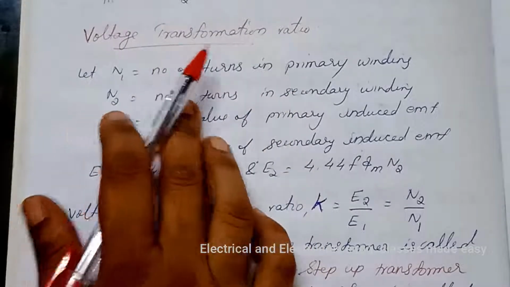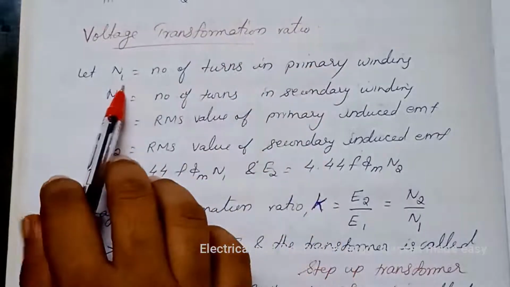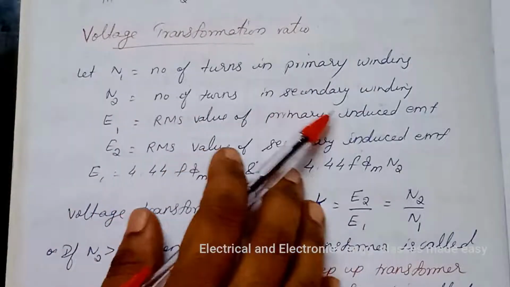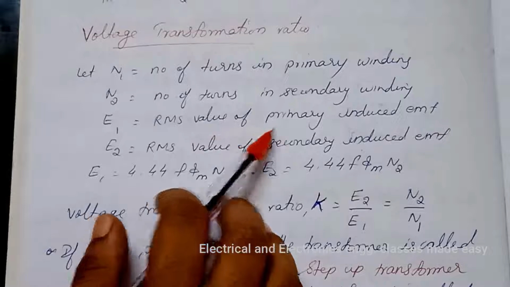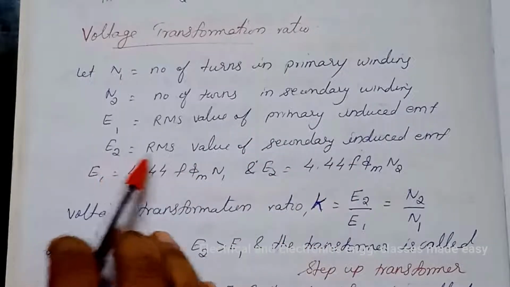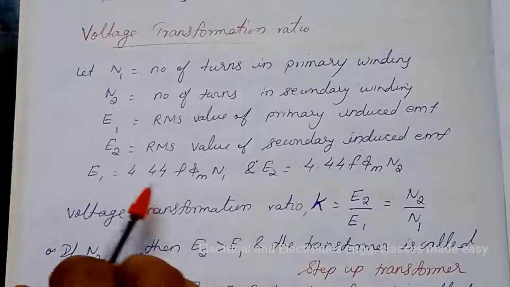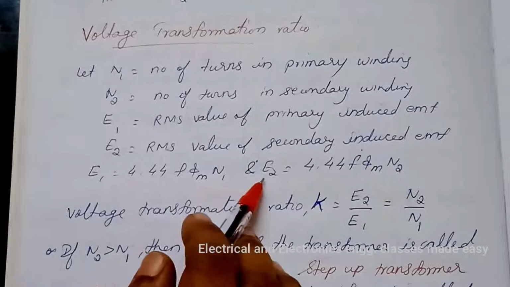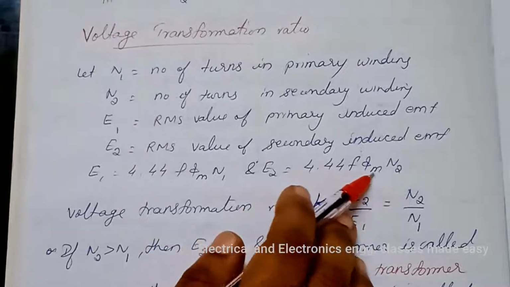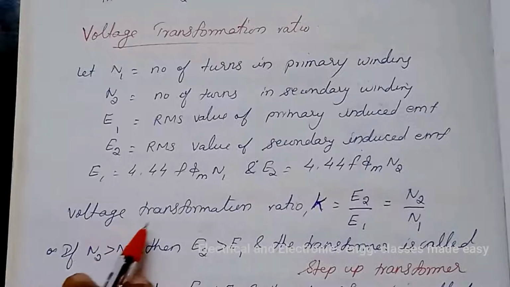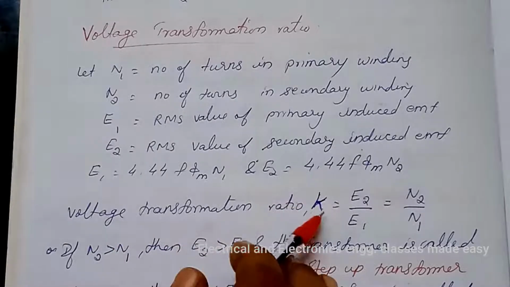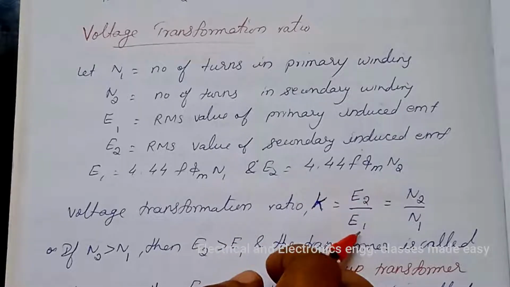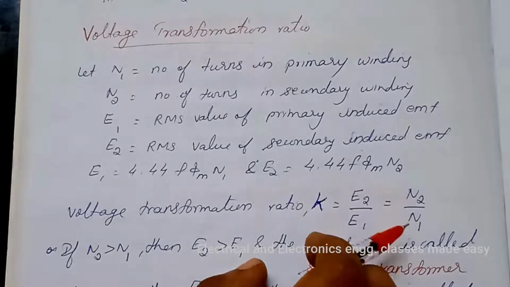Next, we study the voltage transformation ratio. Let N1 be the number of turns in the primary winding, N2 the number of turns in the secondary winding, E1 the RMS value of the primary induced EMF, and E2 the RMS value of the secondary induced EMF. We have E1 equal to 4.44 f phi m N1 and E2 equal to 4.44 f phi m N2. Now the voltage transformation ratio, denoted by the letter K, is equal to E2 by E1, which is equal to N2 by N1.